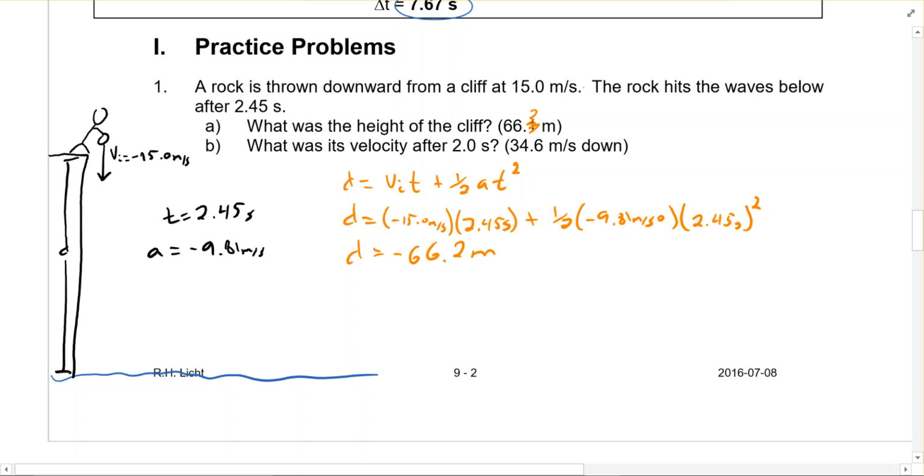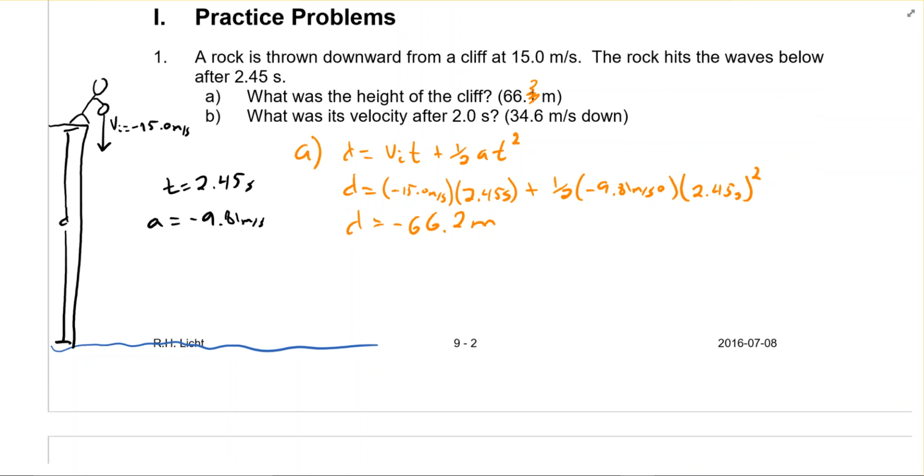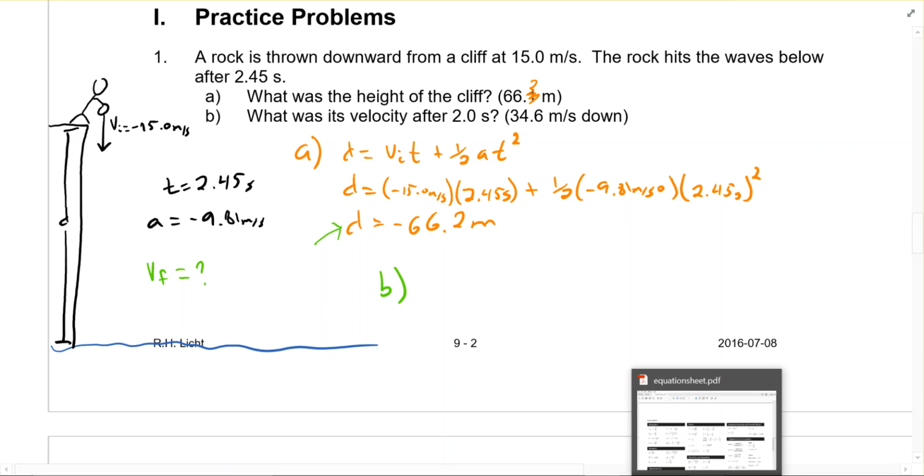Okay, B says, what was the velocity after 2 seconds? Okay, so for part B, it's going to be the same info, actually, and we can't use this D anymore because the distance at 2 seconds won't be 66.2. It's going to be something else. So for part B, we have acceleration, time, and VI, and now we're looking for VF, though. We're looking for how fast it's going at that point. So in that case, we don't even care about distance. So distance is the one that doesn't come up.